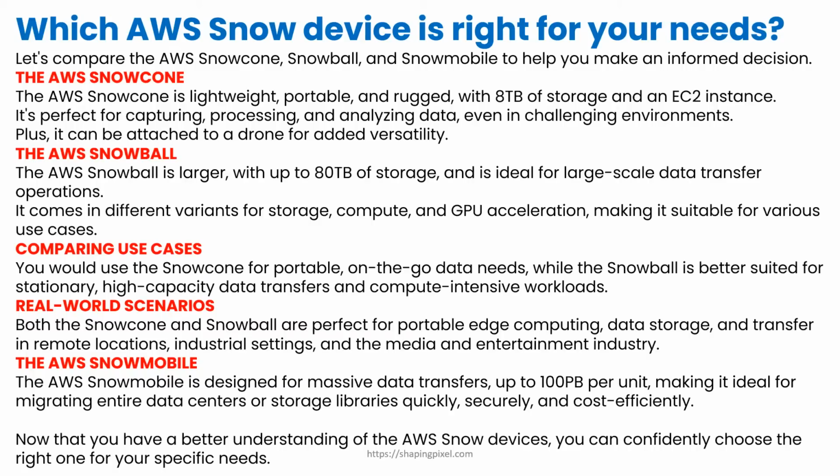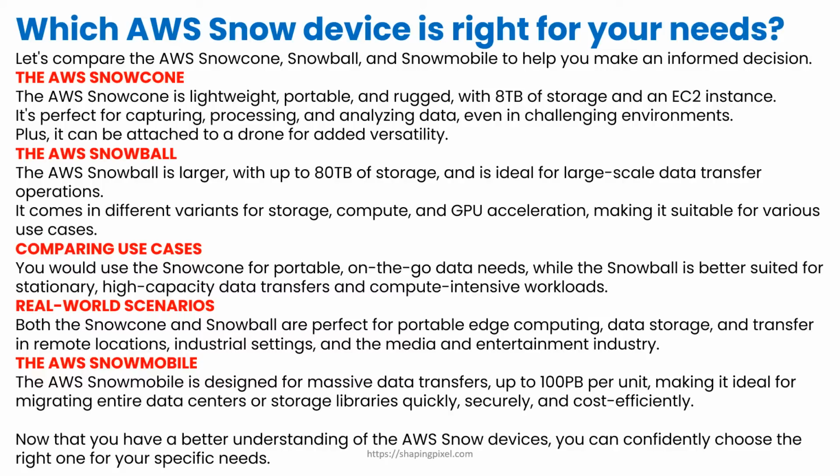So let's compare the AWS Snowcone, Snowball, and Snowmobile to help you make an informed decision. The AWS Snowcone is lightweight, portable, and rugged with 8 terabytes of storage and an EC2 instance. It's perfect for capturing, processing, and analyzing data, even in challenging environments. Plus, it can be attached to a drone for added versatility. The AWS Snowball is larger with up to 80 terabytes of storage and is ideal for large scale data transfer operations. It comes in different variants for storage, compute, and GPU acceleration, making it suitable for various use cases.